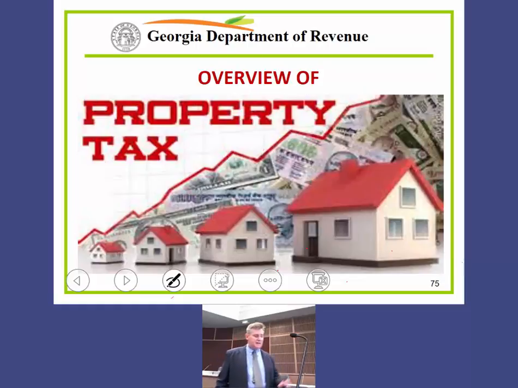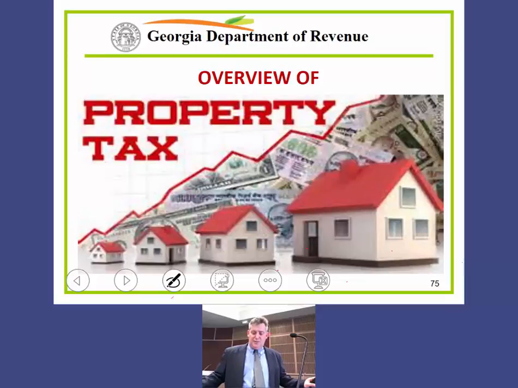But property tax in Georgia, the Department of Revenue's role in property tax administration is to principally train local tax officials. And that's a big umbrella. You remember the PowerPoint that Ellen pulled up, these various local tax officials that are elected and appointed, and some are just county employees. That's the bulk of what we do.